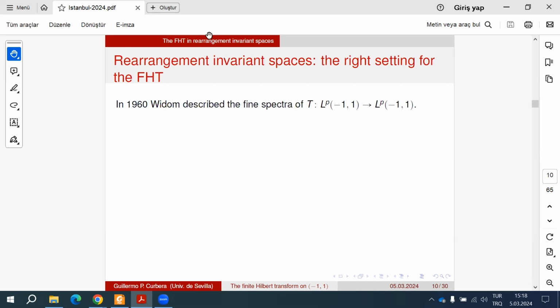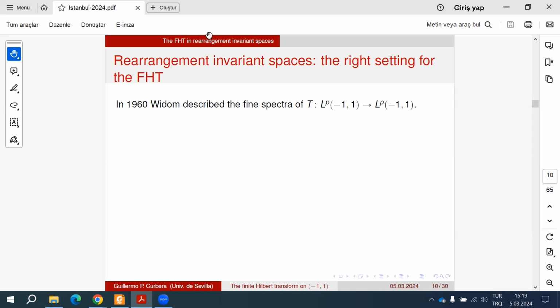Question. General question in mathematics. Why do we change the problem to a more general problem? One needs a justification. Why? And the answer, because LP is inside rearrangement invariant spaces. An LP theory has been studied for the finite Hilbert transform with success. Why do we continue studying in a larger space? Maybe because we get more knowledge. That is the good reason. Not because we generalize, just because we get more knowledge. And this is the explanation why.